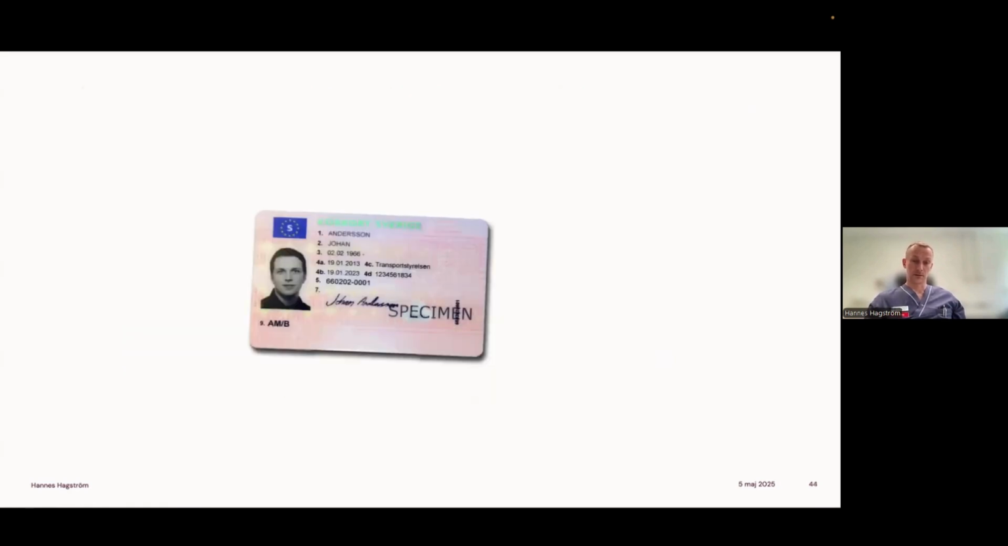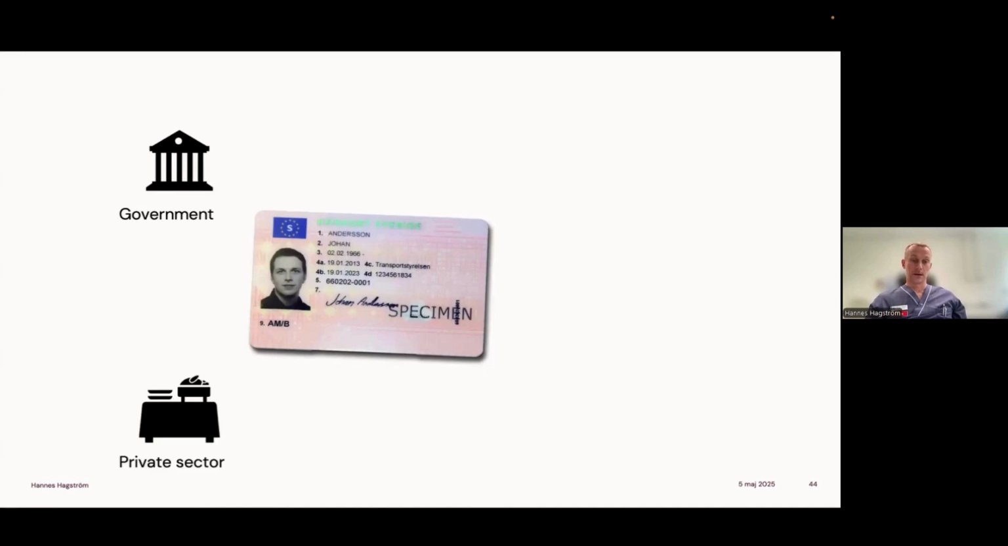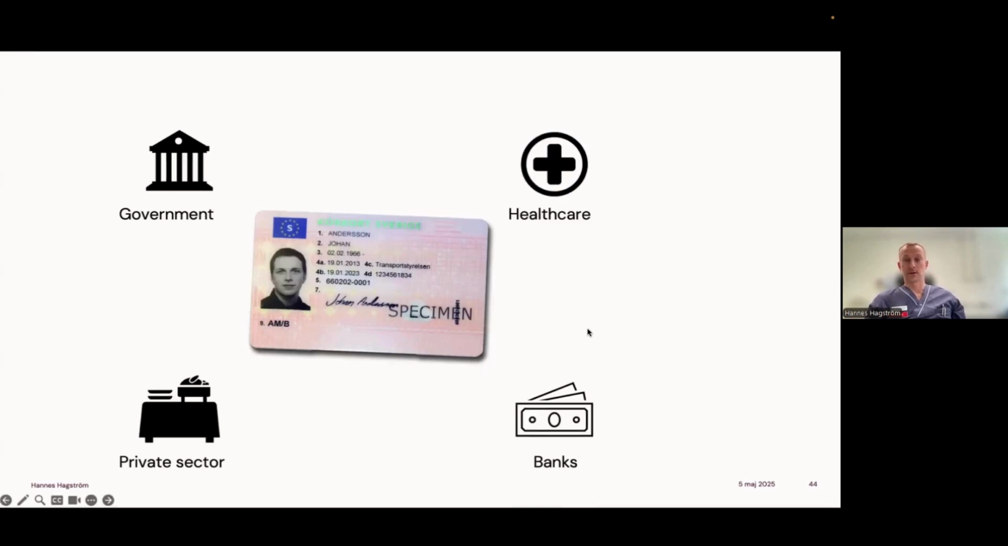And we use this number in all aspects of daily care, when we interact with the government, with the private sector, banks, and healthcare. So if you go to healthcare, the first thing they will ask you is your ID, and then you will know your personal ID number, and this is coupled to your medical chart, and everything goes in the same place. And we can use this also to link this to different healthcare registers that we have in the Nordic countries.